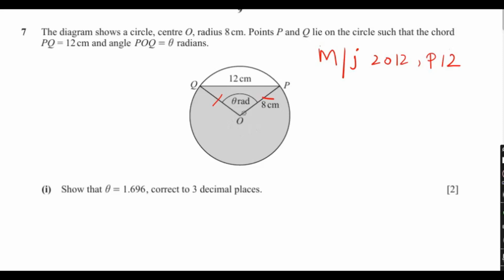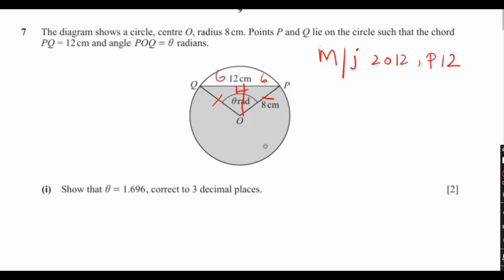So if we draw a perpendicular line from the center O to the chord PQ, this line splits PQ in equal halves, that is 12 centimeter becomes 6 centimeter and 6 centimeter. Also this line breaks the angle theta into theta upon 2, that is half of the angle.